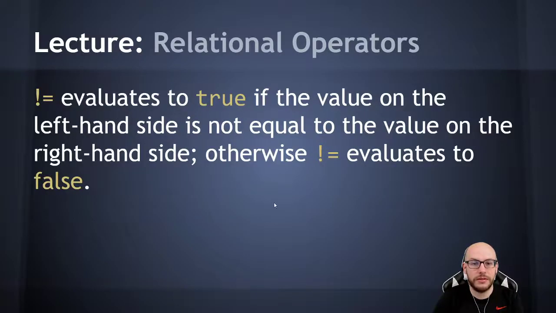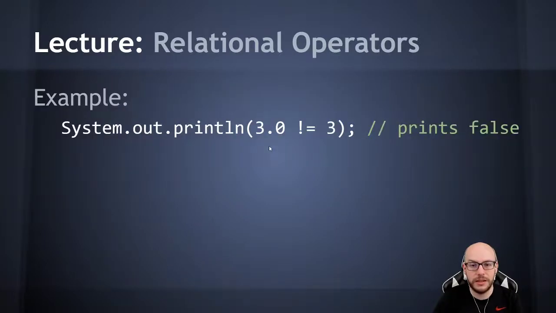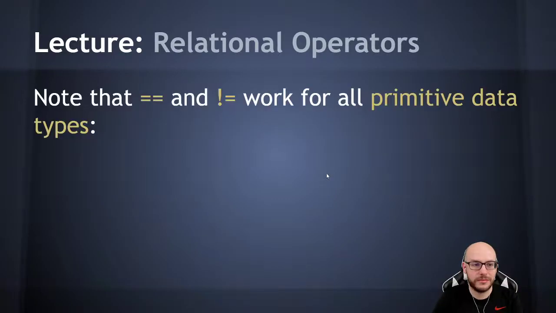Not equals evaluates to true if the value on the left-hand side is not equal to the value on the right. 3.0 not equal to 3. This one's interesting because I'm ultimately comparing a double to an integer. These are comparable data types, and it would say false. They are equal. So this does work. Note that equals and not equals work for all primitive data types.